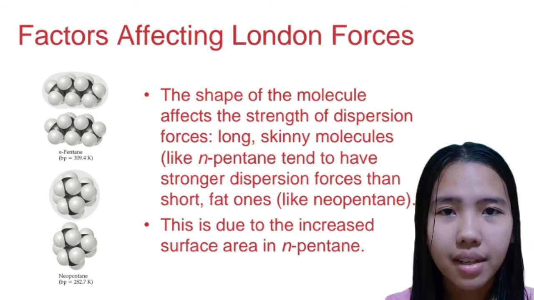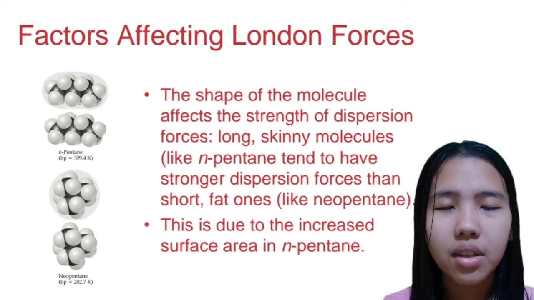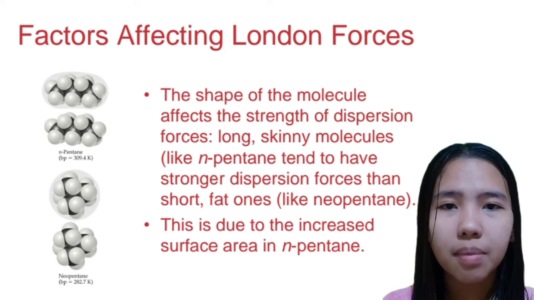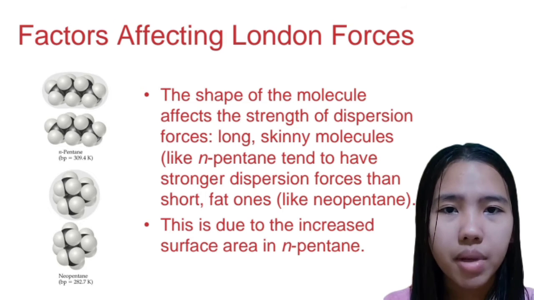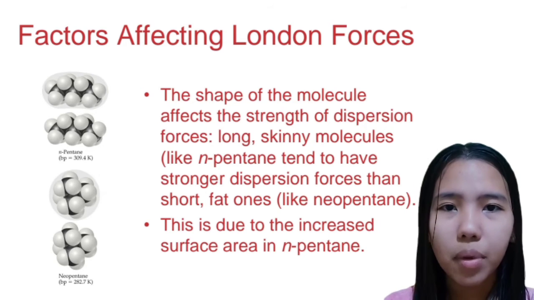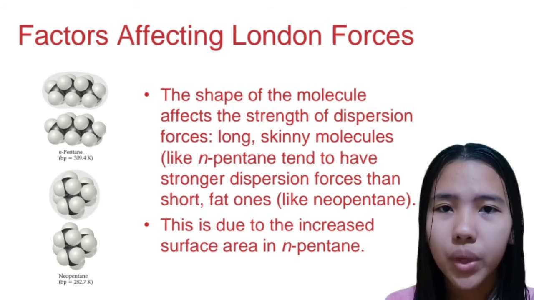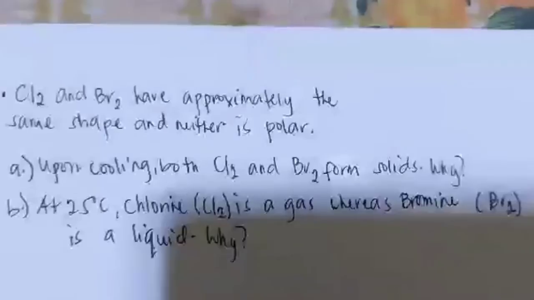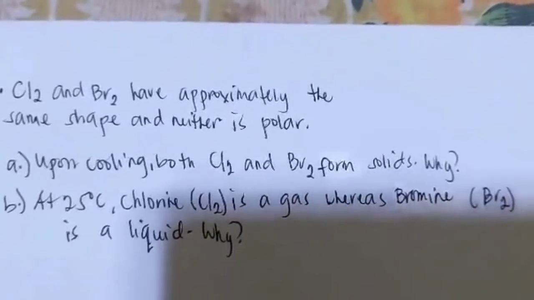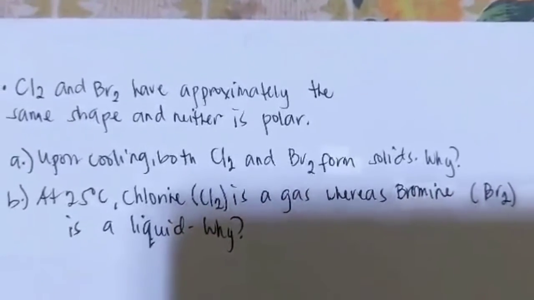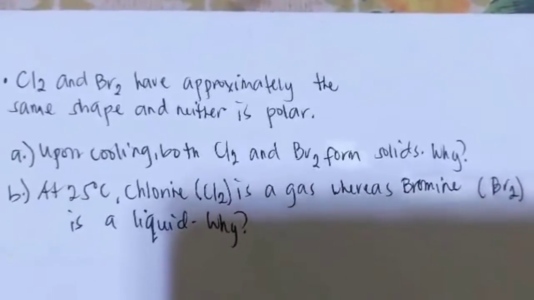In molecular size, London dispersion forces tend to be stronger between molecules that are easily polarized and weaker between molecules that are not easily polarized. And in molecular shape, we have neopentane, which is a gas, and n-pentane, which is a liquid. This is an example of factors that affect the London forces.